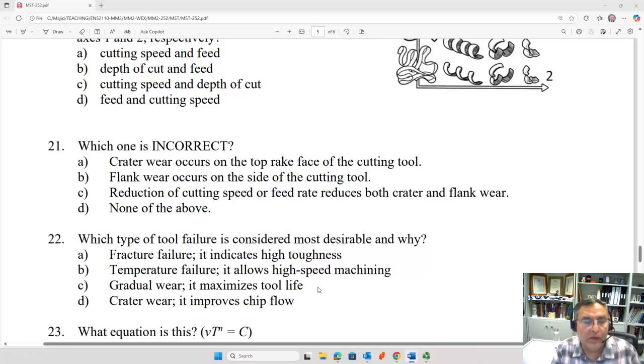Which one is more desirable? Of course, it's not fracture failure because it is actually resulting in premature failure. Same for temperature failure. So C is providing us with a desirable mode of failure, and that is gradual wear, which maximizes the life of the tool. And D, greater wear, it improves chip flow. That is incorrect. So the right choice is only C.